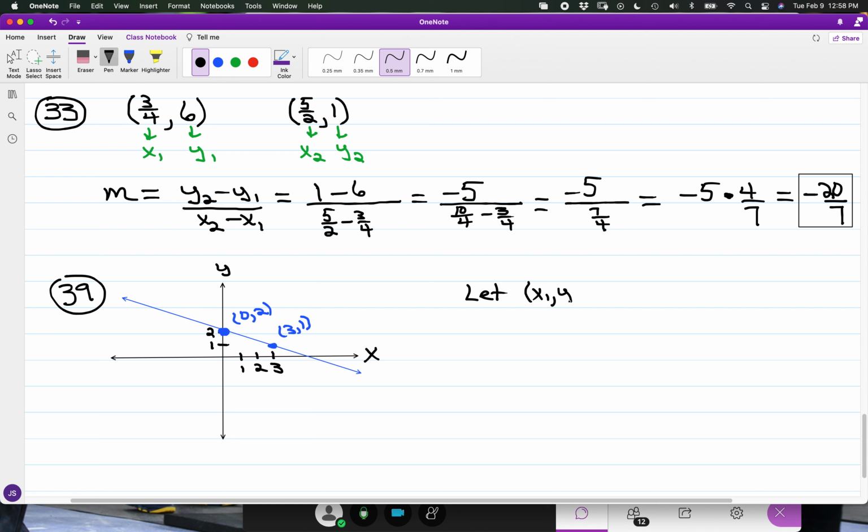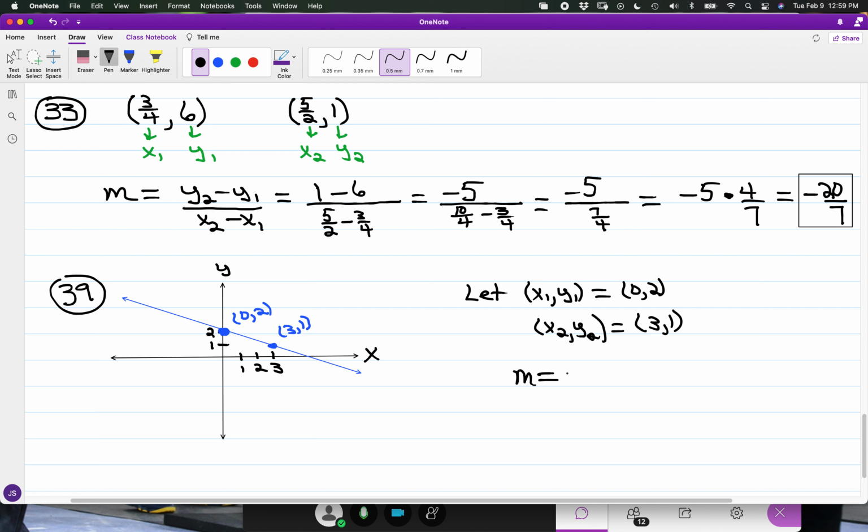(x1, y1) be equal to (0, 2), and (x2, y2) be equal to (3, 1). Okay, now if you notice there's a downward trend if you read in order from left to right. Okay, so the slope is going to be a negative quantity.